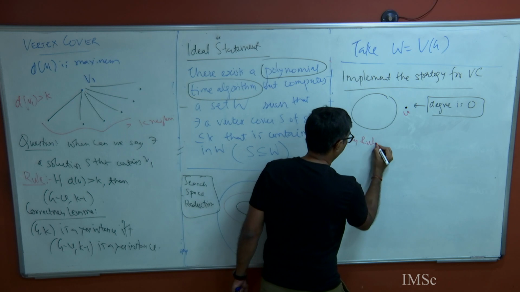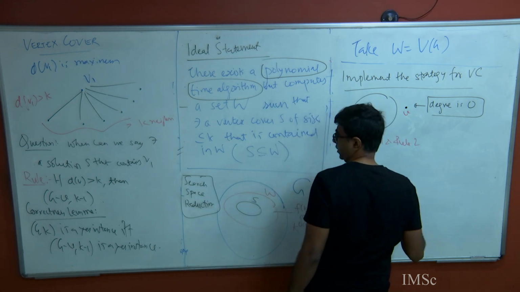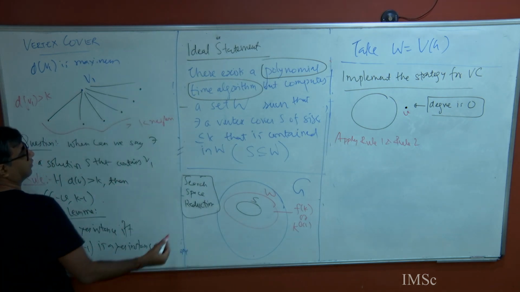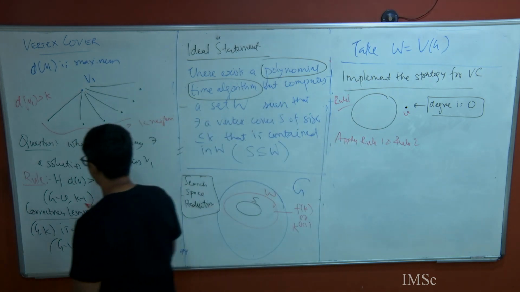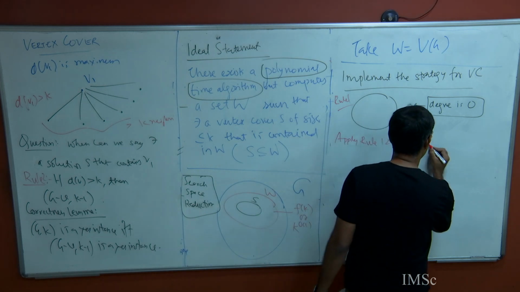Apply rule 1 and rule 2. Okay. Apply rule 1, that was the degree 0 rule. This is rule 1. This is rule 2. It's 1048. Okay. Exhaustively.